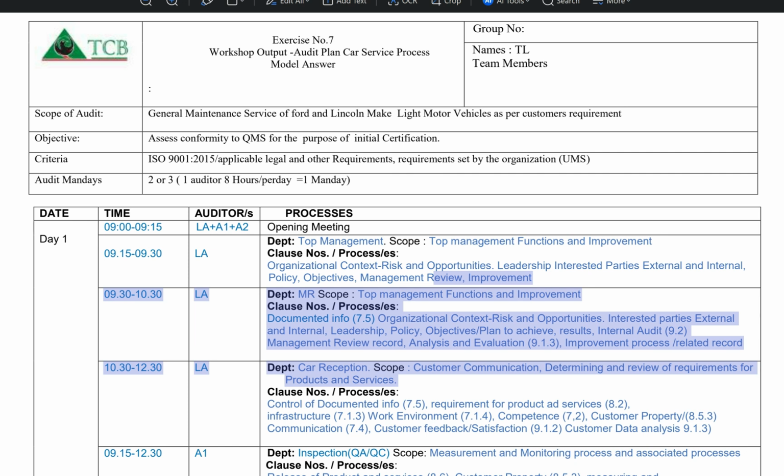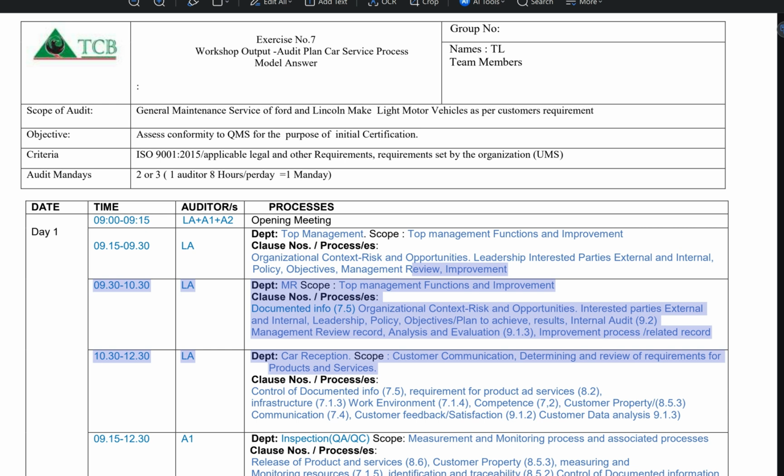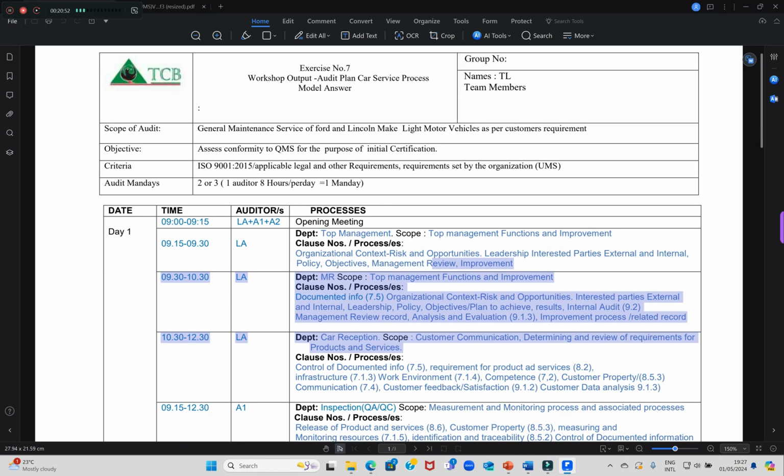So we have the scope: general maintenance services for Ford and Lincoln make light motor vehicles as per customer requirement. The objective is to assess conformity to the QMS for the purpose of initial certification. The criteria is ISO 9001:2015, applicable legal and other requirements, and also requirements set by the organization. The organization can have their own requirements; those are also to be complied with. And the audit mandates is 2 mandates, 2 auditors we have assigned.